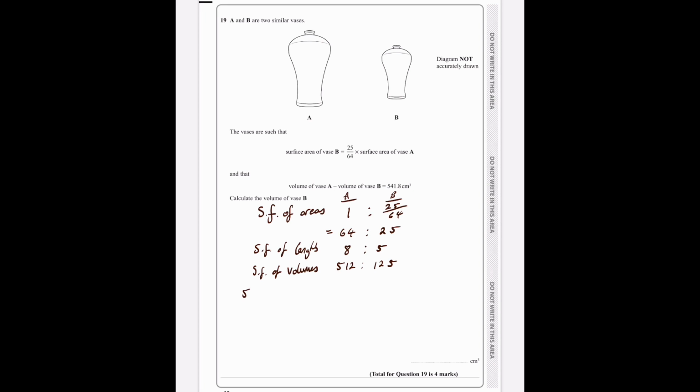We know the difference between their volumes is 541.8. So if we work out what that counts as in terms of parts of this ratio, we can find the value of one part and then work out the new volume. So the difference between 512 and 125 is 387. So 387 parts is 541.8. So if we divide 541.8 by 387 and then times that by 125, that's the number of parts in vase B, it will give us the volume of vase B, which is 175.